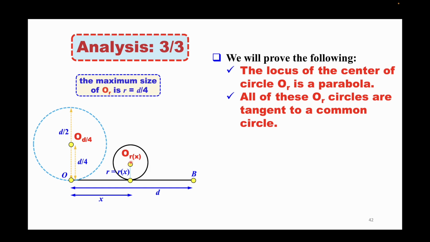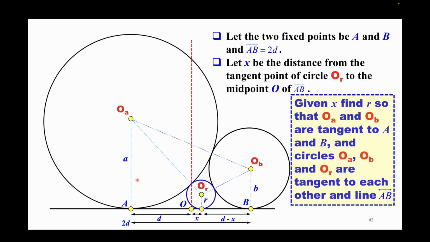So we will prove the following. The locus of the center of all circles OR is a parabola, and all of these OR circles are tangent to a common circle. Let's go for the first one. We have an OA, OB here. This pair of OA, OB derives a circle OR. So given X, how could we determine the radius of this R?